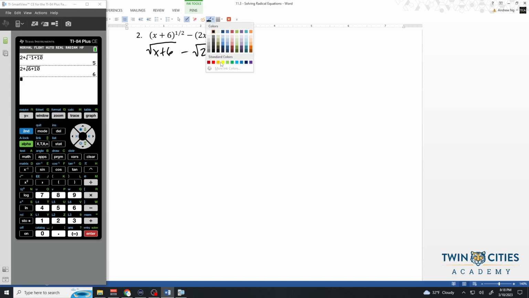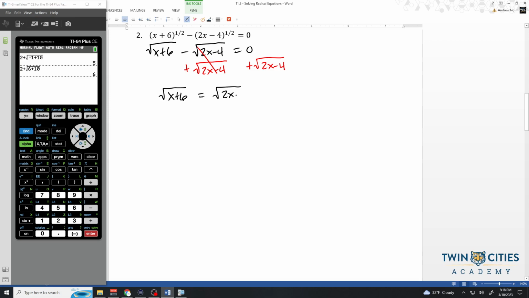Now what I'm going to do is add the square root of 2x minus 4 to both sides. So I will get the square root of x plus 6 is equal to the square root of 2x minus 4. Now I've got, technically each of them is isolated, so I can square them.